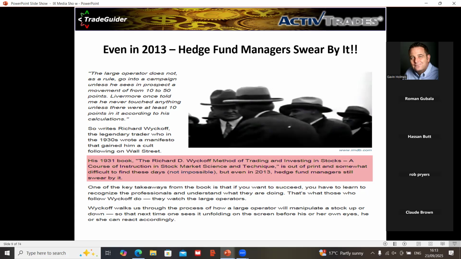A lot of people interested in it. And it says here, in his book from 1931, The Richard D. Wyckoff Method of Trading and Investing in Stocks, a course of instruction in stock market science and technique. It's out of print and somewhat difficult to find these days, but it's not impossible because I've got them. But even in 2013, when this article was written, hedge fund managers still swear by it.